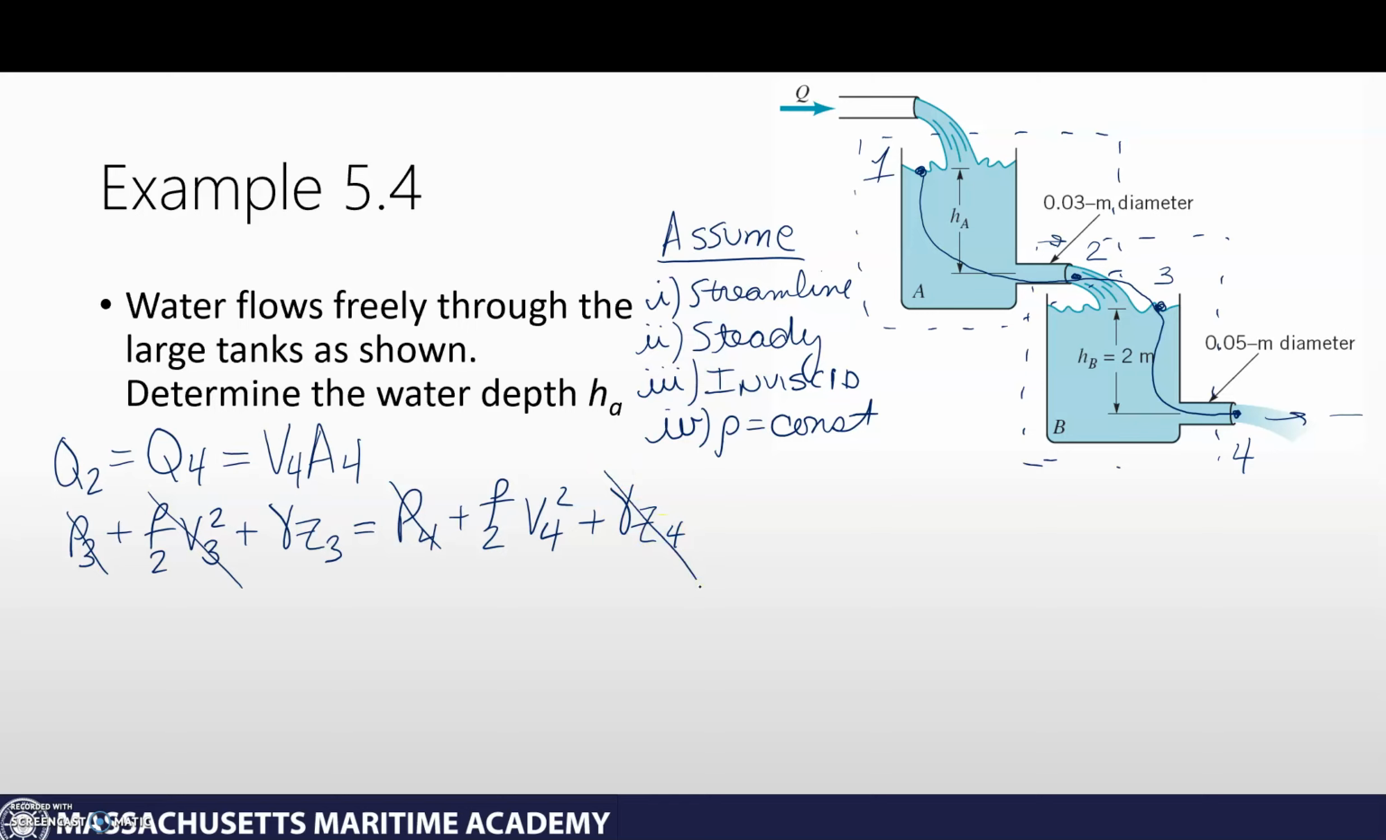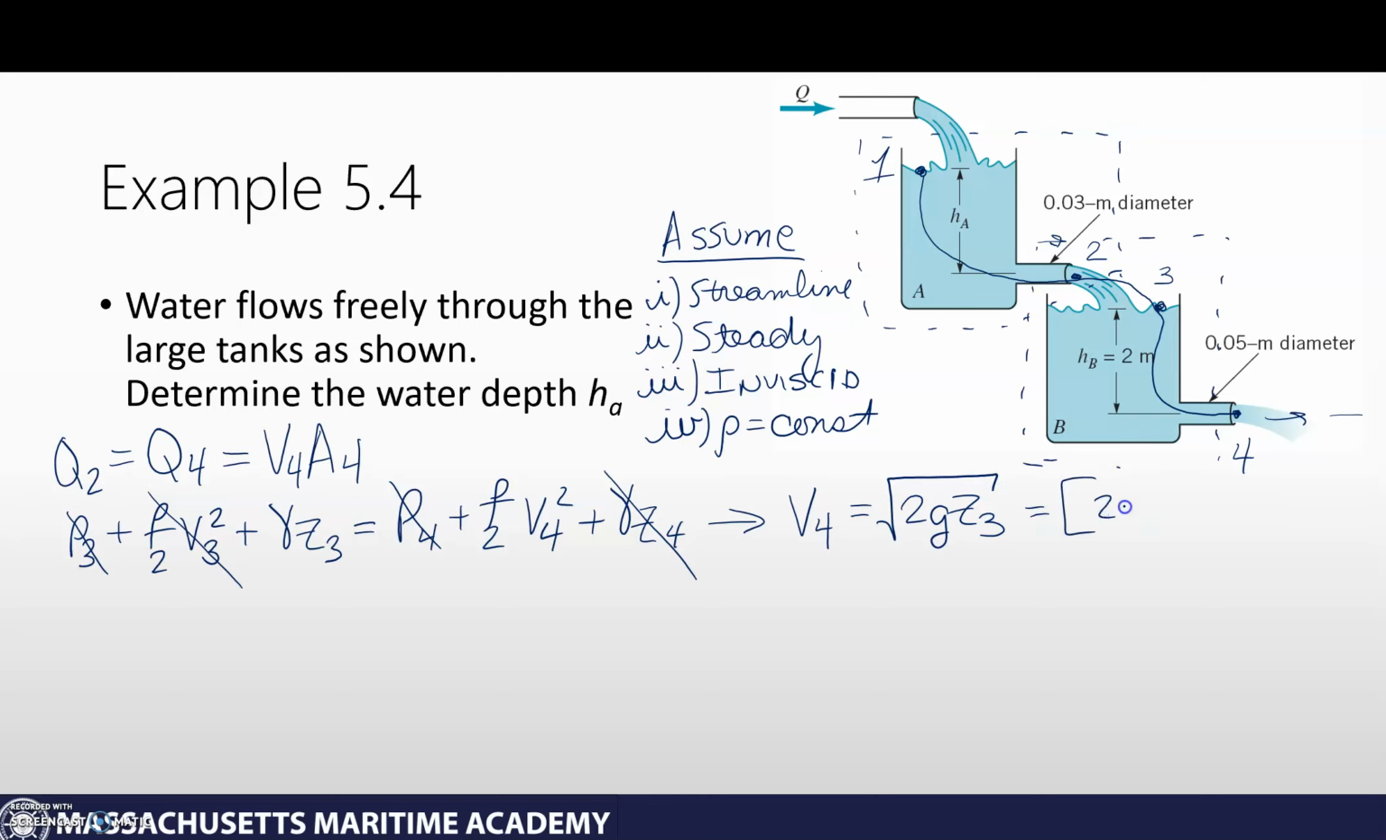And so what am I left with? Well, that's the equation. It will be the equation of a free jet. So if I rearrange this, V4 is going to be equal to the square root of 2 times gravity times Z3. So now we just plug our numbers in.